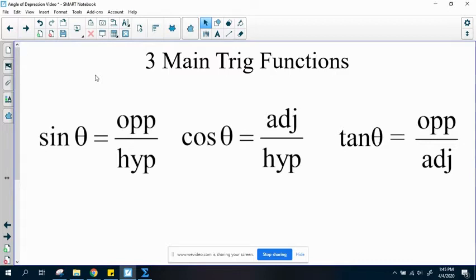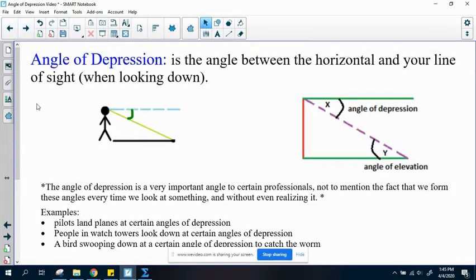Because after you draw your picture, you really have to decide based on what information you're given, should you use sine, should you use cosine, or should you use tangent? So angle of depression is actually the angle between the horizontal and your line of sight when you're looking down. So the angle of elevation, as you can see in this picture, is the angle where it's looking up, and the angle of depression is actually outside your triangle. It's actually the angle looking down.